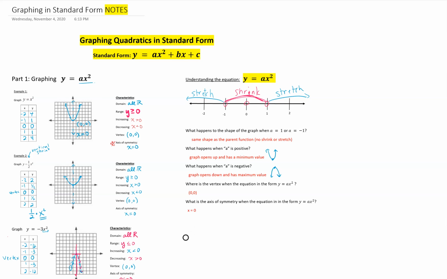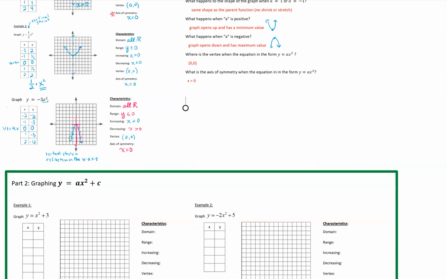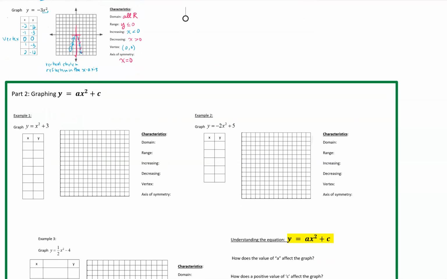All right, in the next video, we're going to cover graphing when it's ax squared plus c.